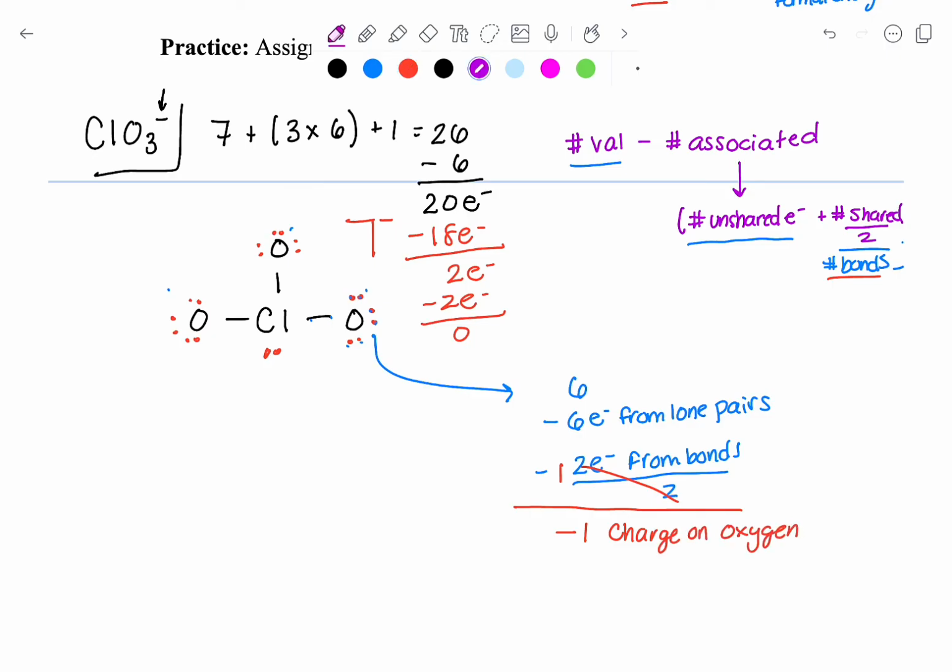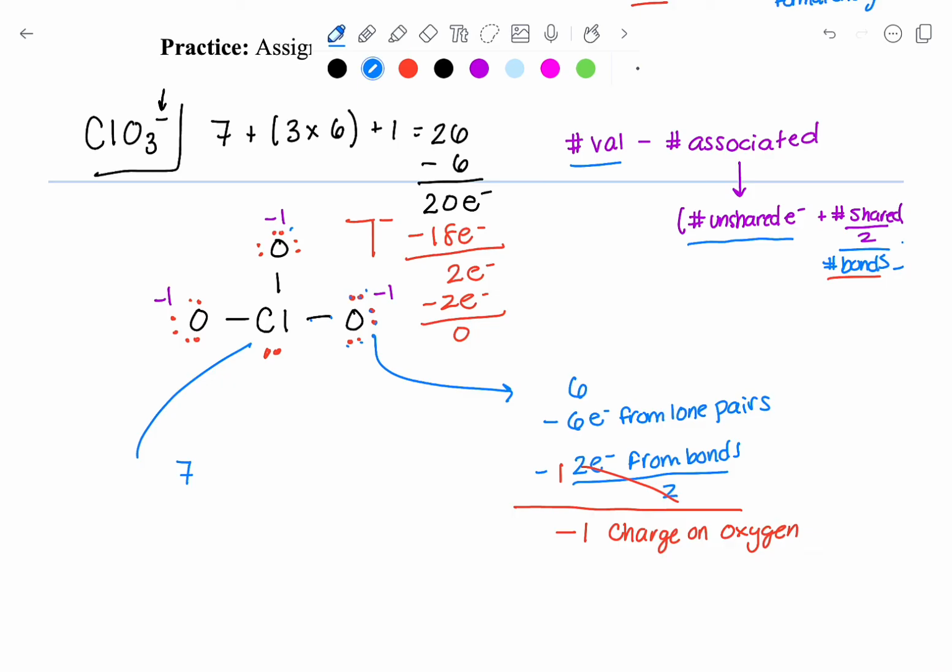So each oxygen has a charge of -1, -1, and -1. They're all the same. They all have 1 bond and 3 lone pairs, so they all have the same formal charge. Your calculation would be the same there. So let's now do our chlorine. Chlorine has 7 valence electrons. Okay, we know that from the periodic table.